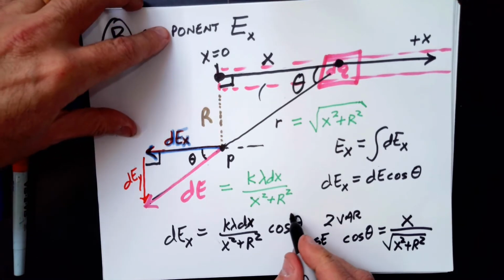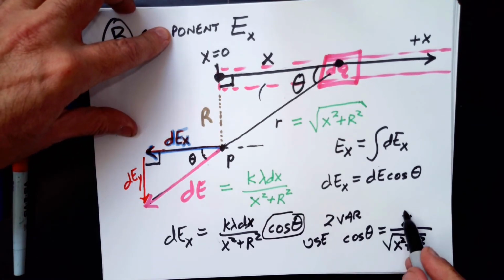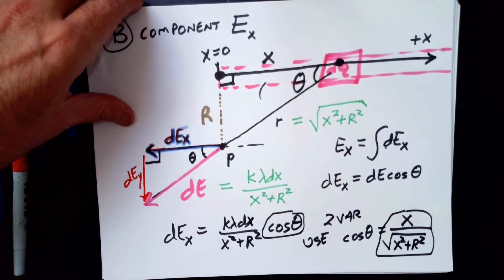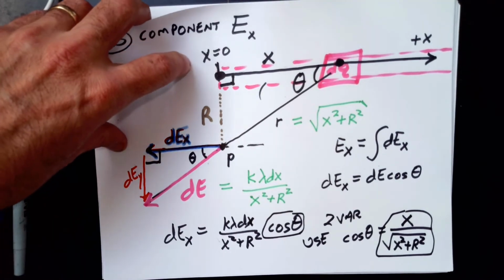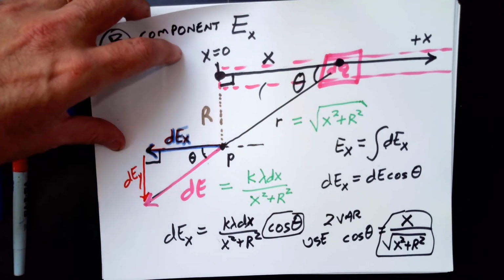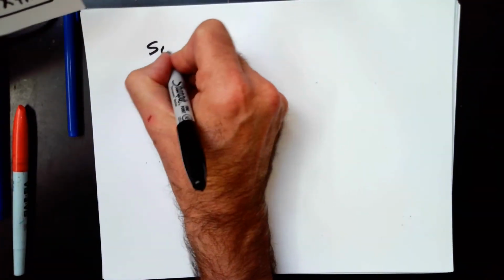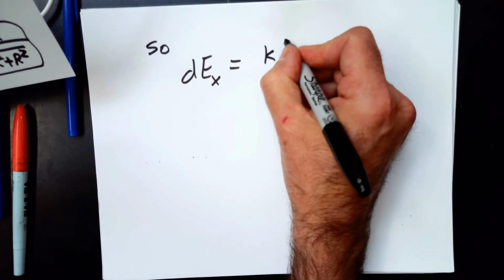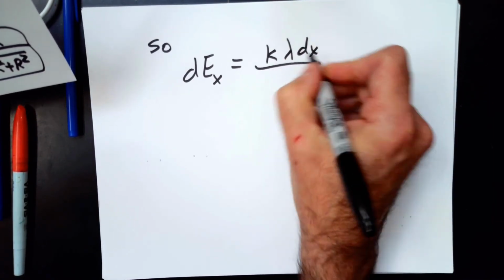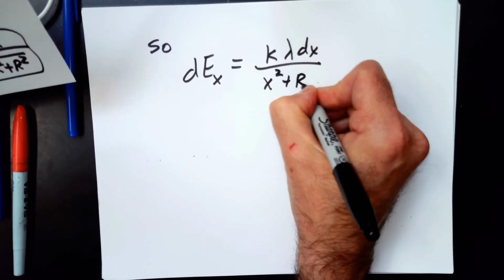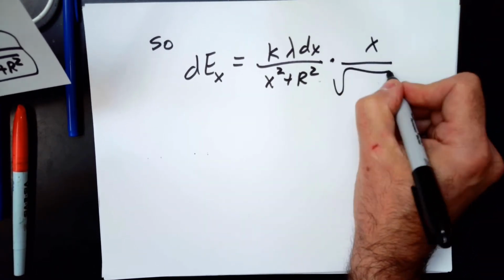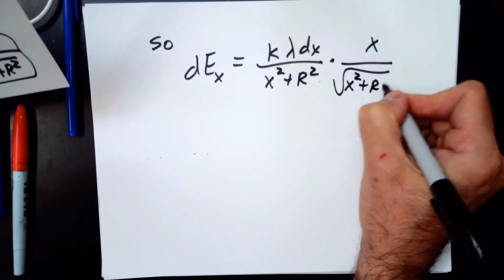All right, and so you're going to replace this cosine theta with this. And look what happens. All the bad variables are going away. Q is gone. We're getting rid of theta this way, and we get dEx equals k lambda dx over x squared plus capital R squared, times x over square root of x squared plus capital R squared.